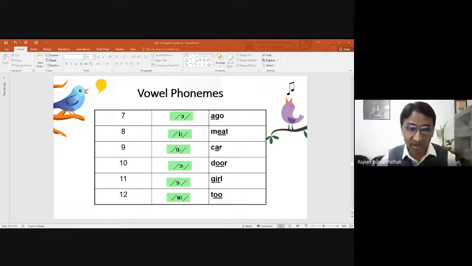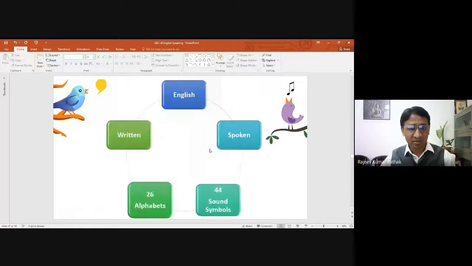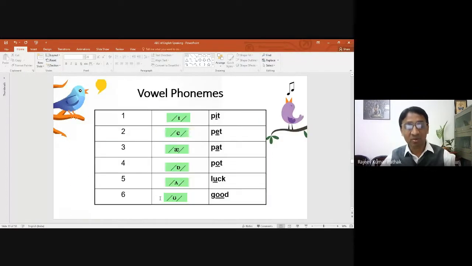So I was saying that number 12 is the long oo, as in cool, pool, a longer sound. These sounds with two dots after them are generally termed long vowels. So these 12 are vowel sounds. Eight short, or pure, vowels plus six long vowels, so that way they are 14.